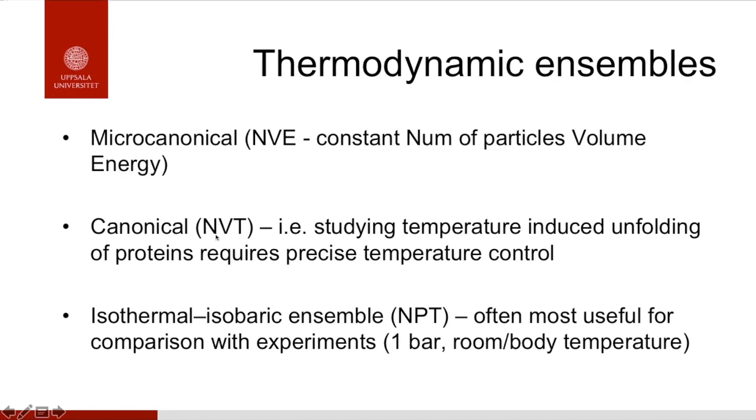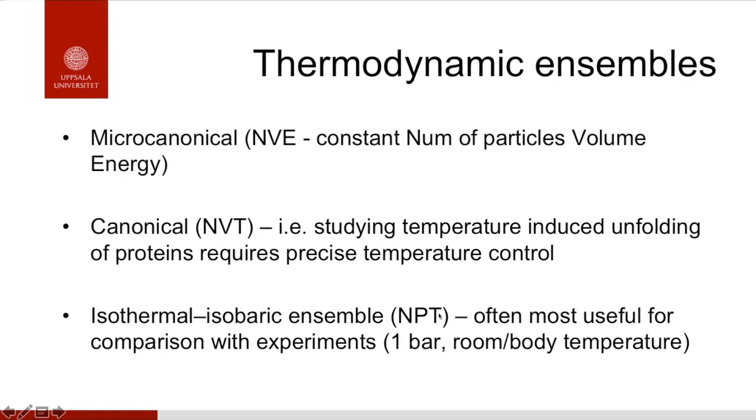Canonical is where you preserve number of particles, volume, and temperature. So this is maybe closer already to real experiments. For instance, in unfolding of proteins, it's quite important to keep the temperature at a certain level. And maybe the most common one is the isothermal-isobaric ensemble, where you preserve number of particles, pressure, and temperature, so not the volume.